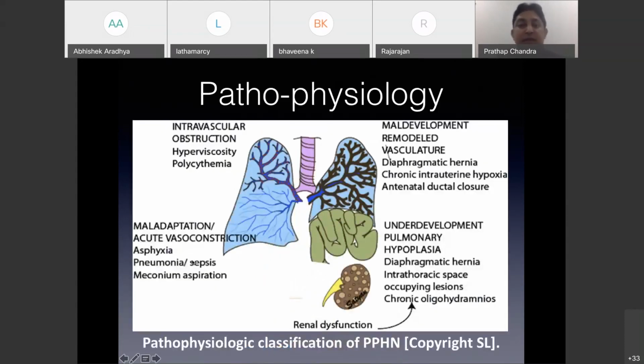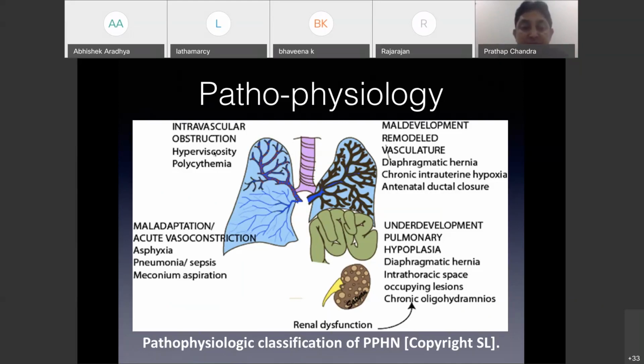It can be easily divided into 4 different mechanisms. Again, all of this is taken from Dr. Satyan and group. They've done wonderful work on this. Nothing is my own work, okay? So when it looks at the pathophysiology, it can be divided into intravascular obstruction. So you have an obstructive pathology, most commonly because of hyperviscosity syndrome. That is due to polycythemia. Severe polycythemia is also one of the reasons why you develop pulmonary hypertension.